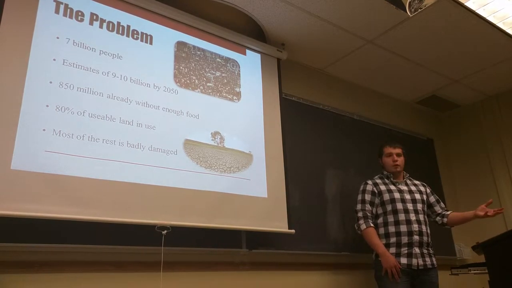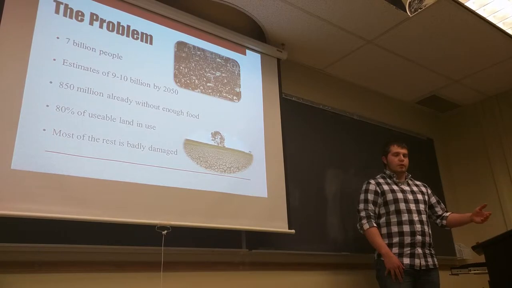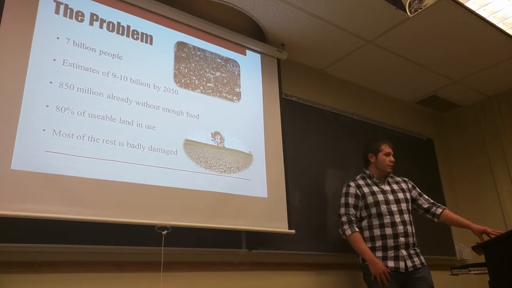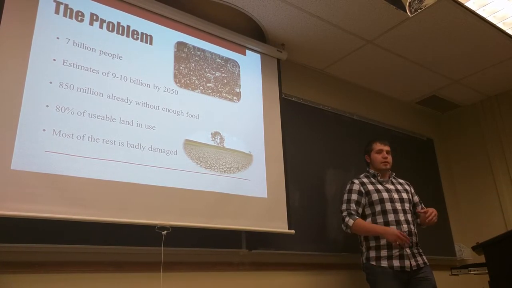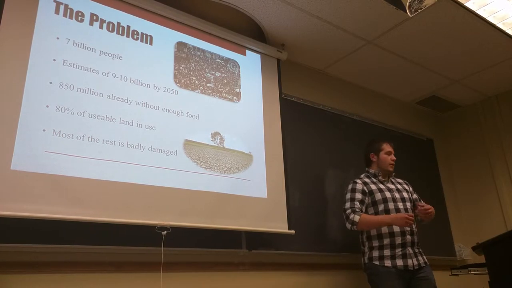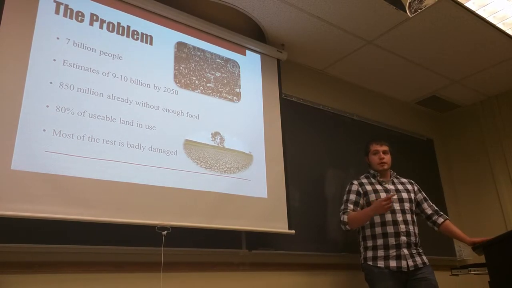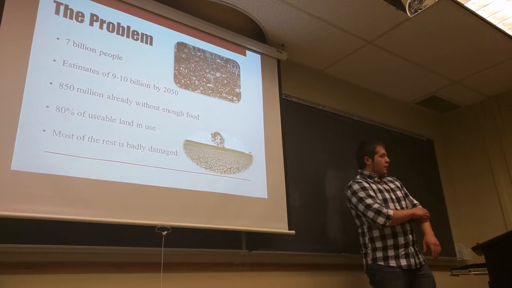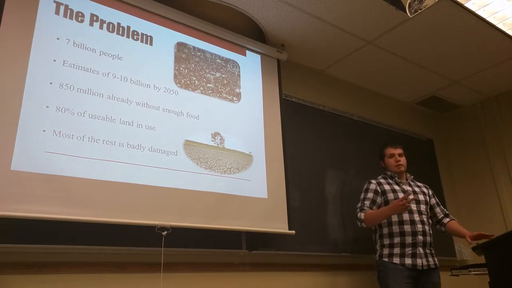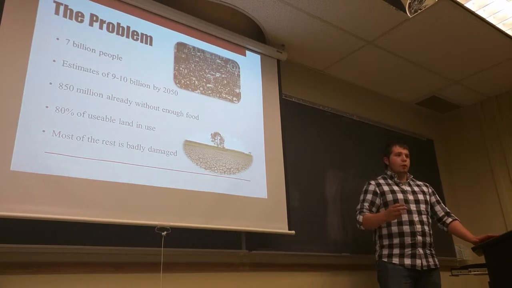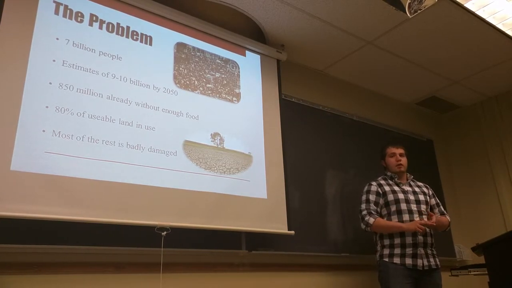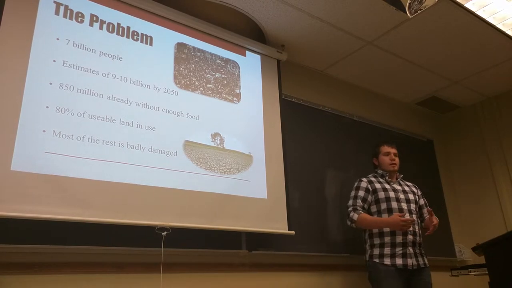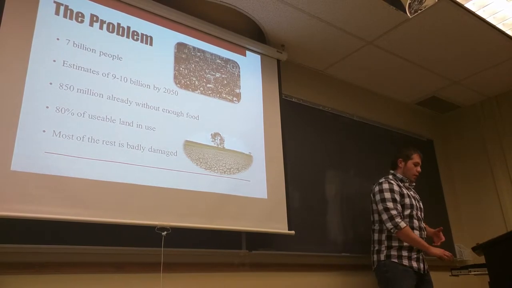So you might say, why don't we just use more farmland, create more crops? Well, right now, 80% of the usable land is in use, which is kind of a misleading number because the rest of that 20% comes in two forms. It's either A, in the rainforest, or B, really depleted land that isn't viable right now. So if we want to plant more, we have two options: either cut down the rainforest or spend a ton of money and a ton of time trying to revitalize land that in the end won't produce a whole lot of crops.